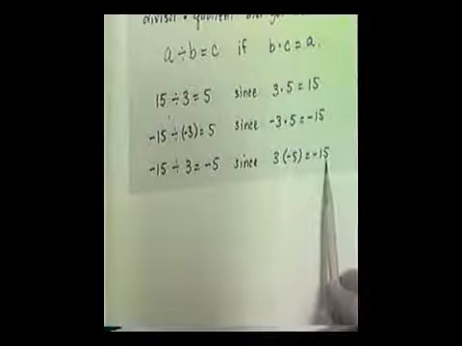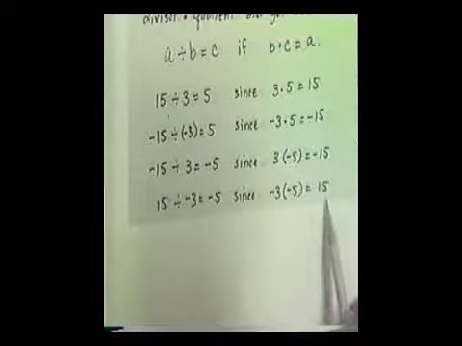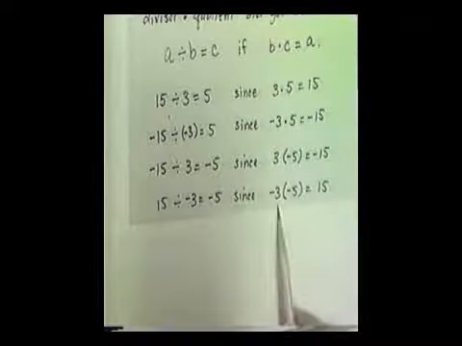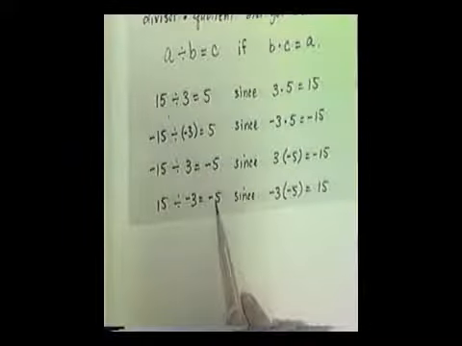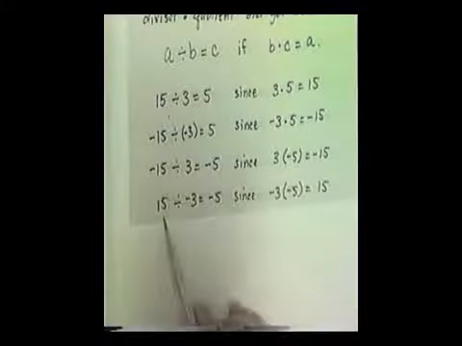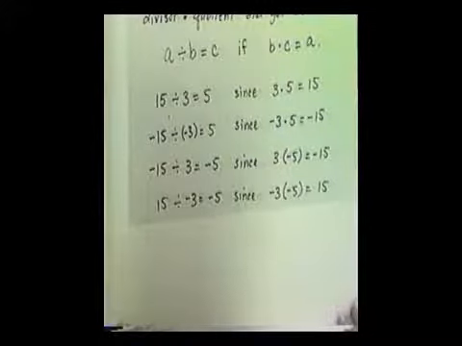Negative 3 times negative 5 is positive 15. So negative times negative gives you positive. Divisor, negative 3. Quotient, negative 5. Dividend, 15. 15 divided by negative 3 is negative 5.